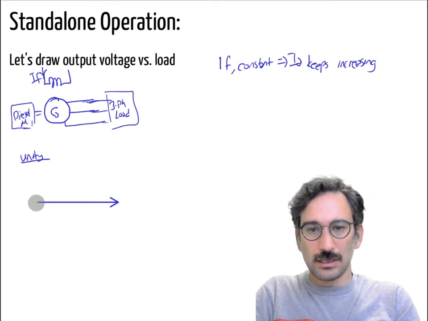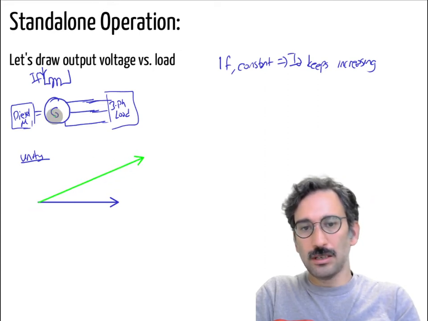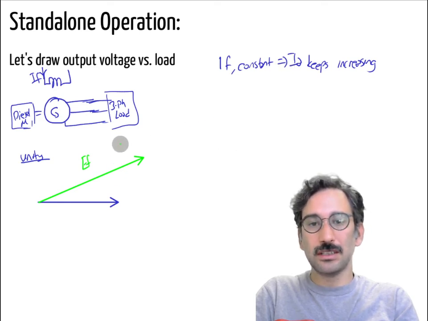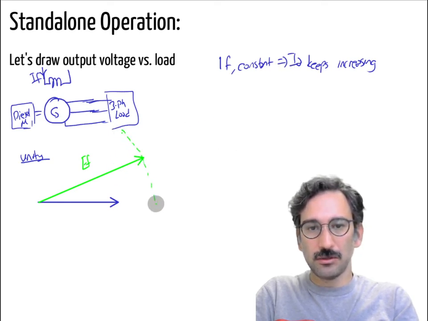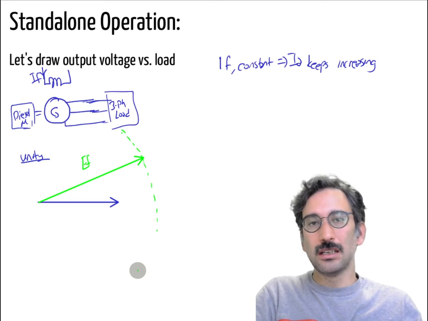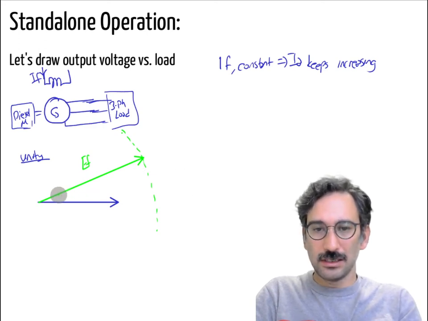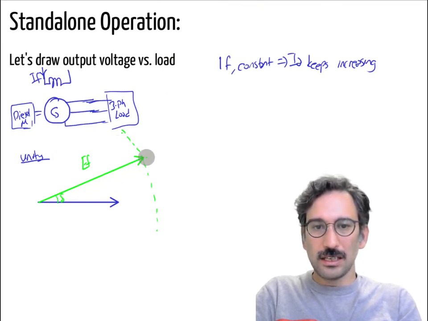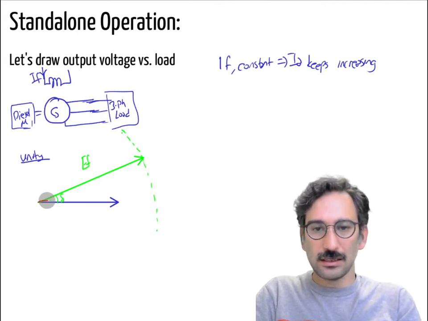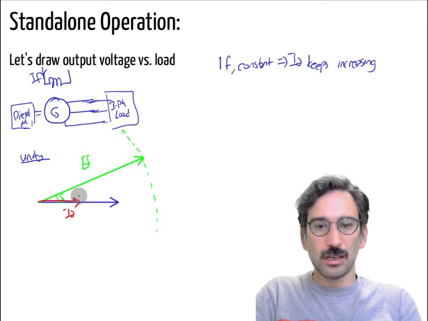So here what I can do, this is my EF, and the magnitude of EF will be constant if the field current is constant. That means I can only move EF along that circle. I remember it was the circle diagram as we discussed in the previous week. So if EF is like that and the current IA is like that, you have a power factor.